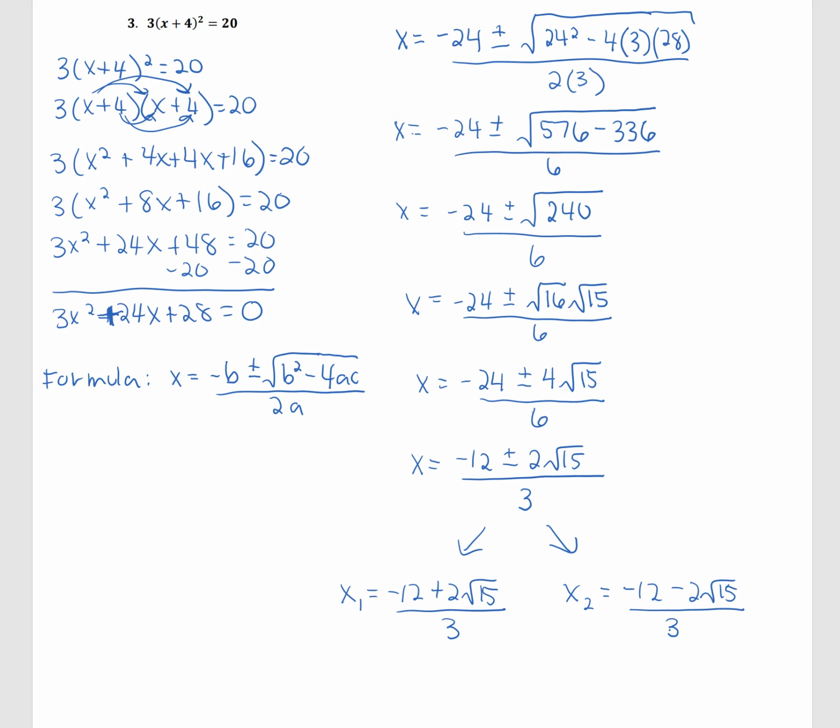So these values for x are the correct answers for question 3.